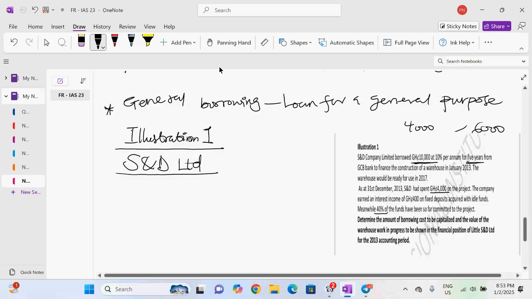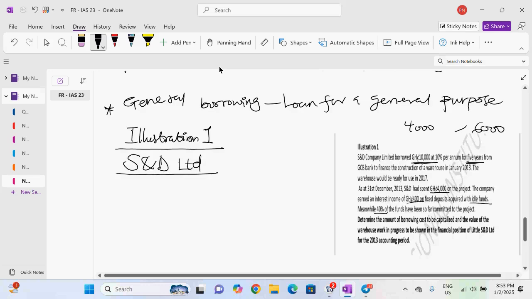So that's why they are saying that the company earned an interest income of 400 on a fixed deposit acquired with the idle funds, right? So 6,000 is yielding the company 400 cedis as an income.